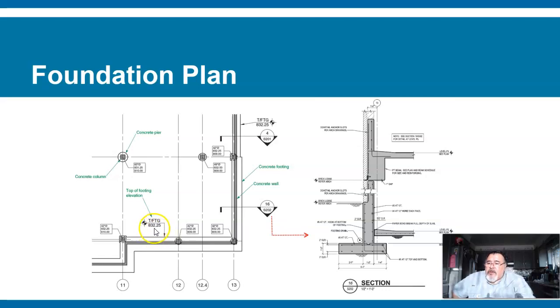So if I had 832.25 and over here it's 832.25, 832.25, 832.5, so something is a 1/4 inch difference. 831.25. So this one's a little different in height.